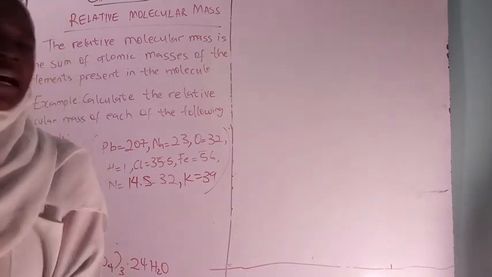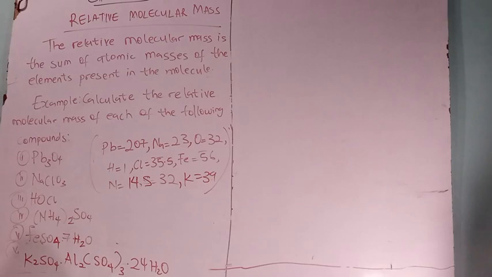Now we have examples. Calculate the relative molecular mass of each of the following compounds: lead tetraoxide, sodium chlorate, chlorine hydroxide, ammonium sulfate, iron 2 sulfate hydrate, potassium aluminum sulfate dodecahydrate.